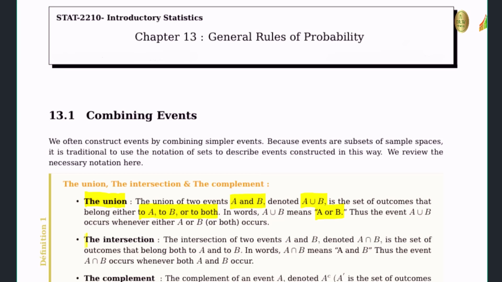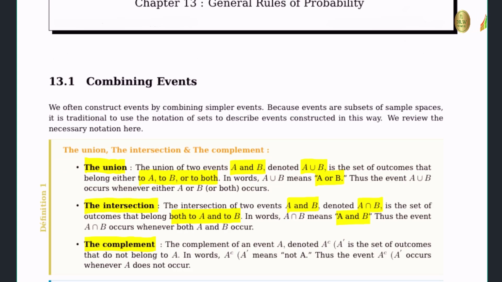Then the intersection. What is the intersection of A and B? The intersection of A and B is the set of outcomes that belong both to A and to B. We use this notation for the intersection, A intersection B, or we can call it A and B.